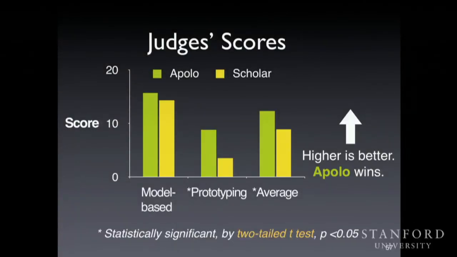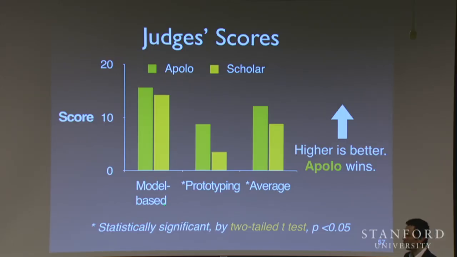So this is the result. In short, Apollo wins. Apollo is better, and for the model-based case, it is only slightly better. The reason is model-based generation of UI is a very specific thing, and people can just type model-based in Google Scholar and automatically find a lot of relevant papers. While for the prototyping case, it's a different story because prototyping is a very general concept that appears in many domains, like design, engineering, and so on. So in this case, Apollo does a lot better, and on average, it's also statistically significant.